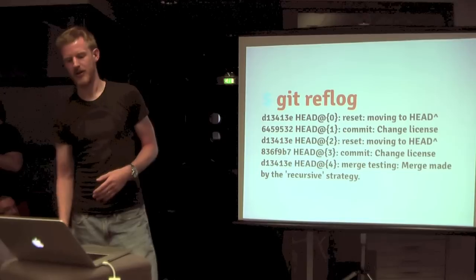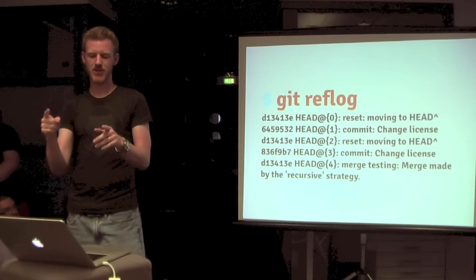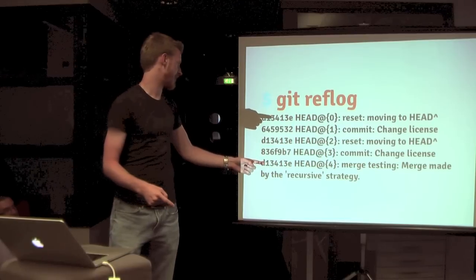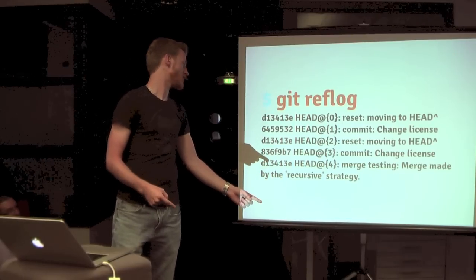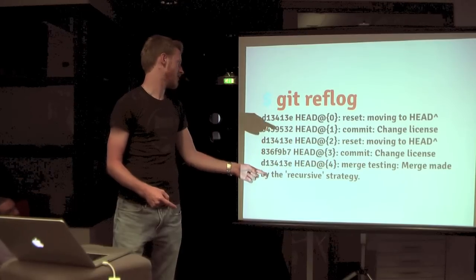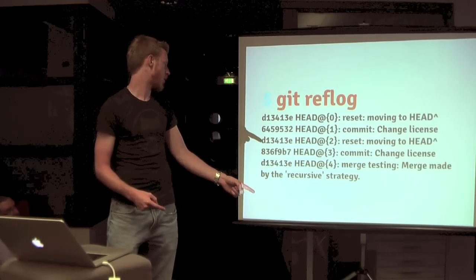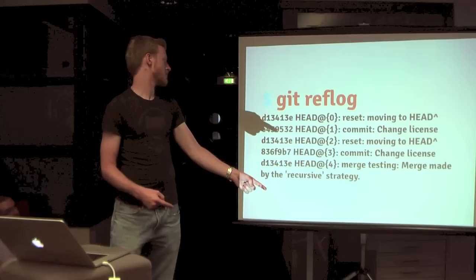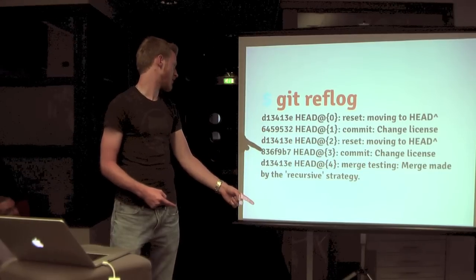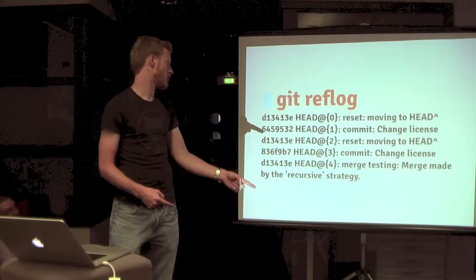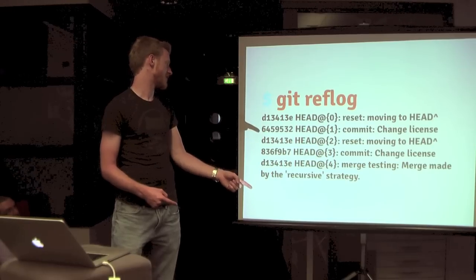So if I run git reflog and I've done some stuff, you can see here it's tracking through. Merge testing, I merged that, I made a commit, and then I did a reset and a commit there again. The interesting thing here is this part, number two, is me rewriting history. So I made one commit, and then I made another commit later on, which may have the same name, but it's a different commit.